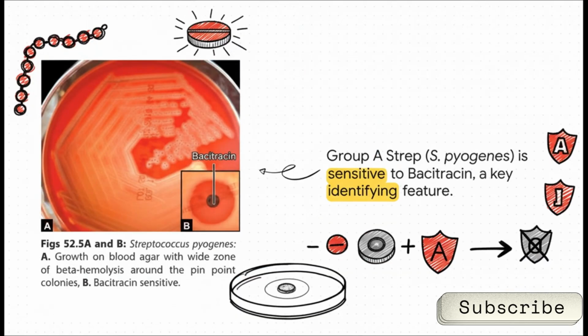Next is bacitracin sensitivity. This is a high-yield fact to memorize. Group A strep is sensitive to the antibiotic bacitracin. You can see it right on the plate, that clear zone of inhibition where the bacteria just could not grow around the disc. That's a huge clue, because other beta-hemolytic streps are typically resistant.